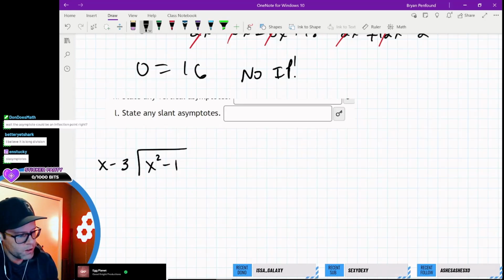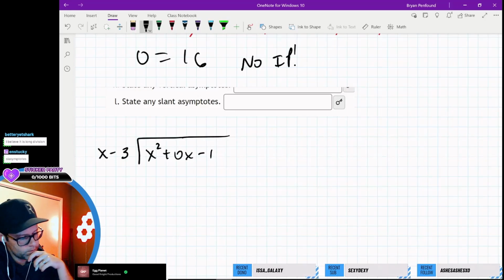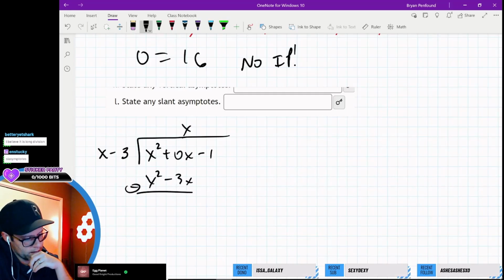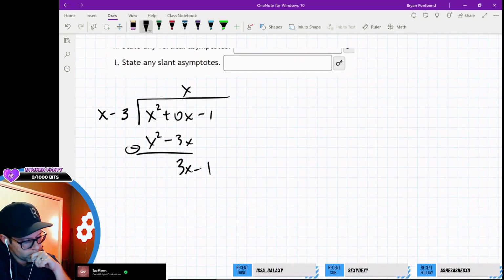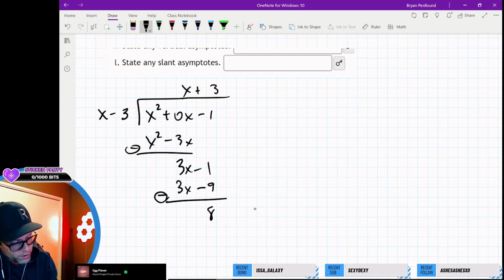Let's see what happens when we do long division. Maybe I'll put a little placeholder here. Oops, this should be a minus 1. So we need a singular x to get up to x squared, and then a subtraction of 3x. That should be 0 plus 3, so 3x minus 1. Then we can do a plus 3. That gets us to 3x minus 9, and we get negative 1, so 9 take away 1, which is 8.